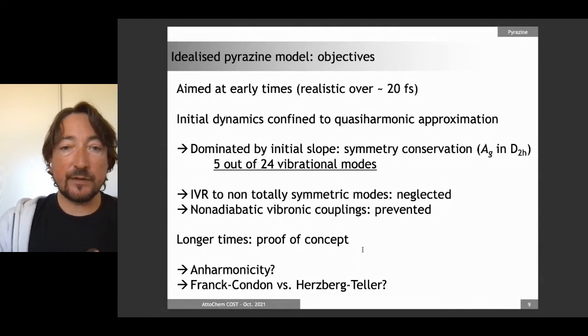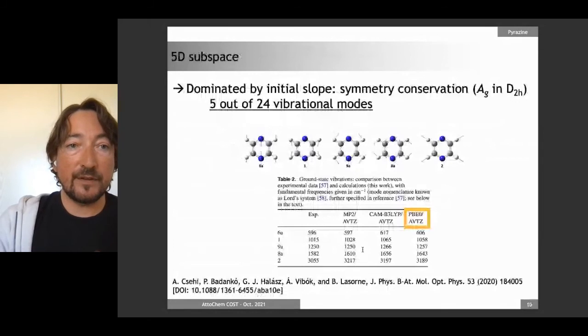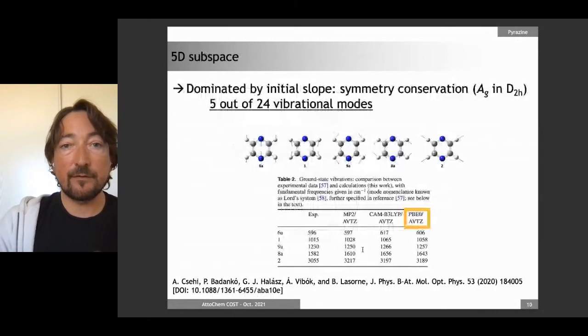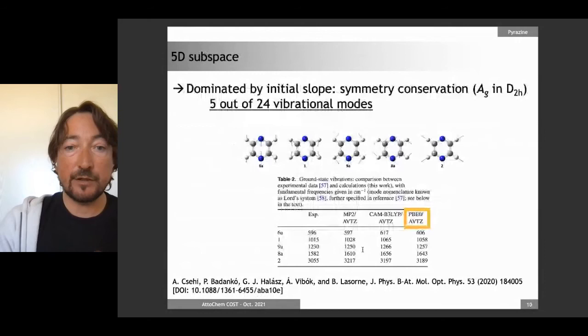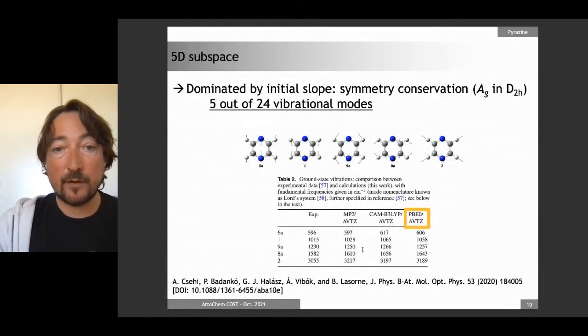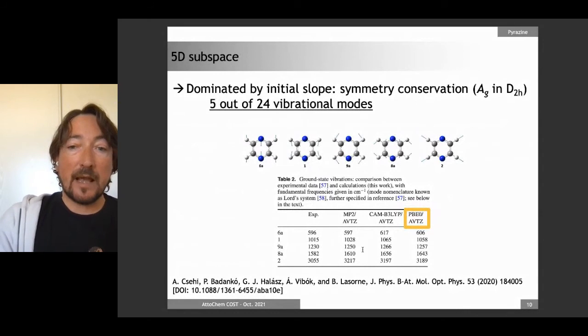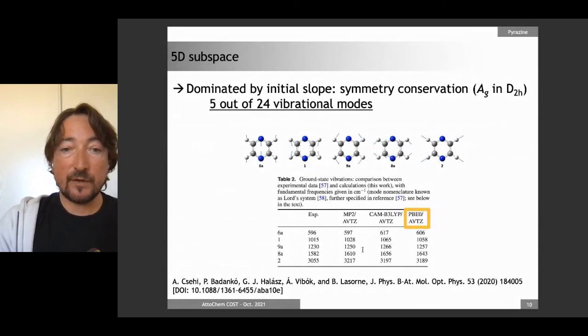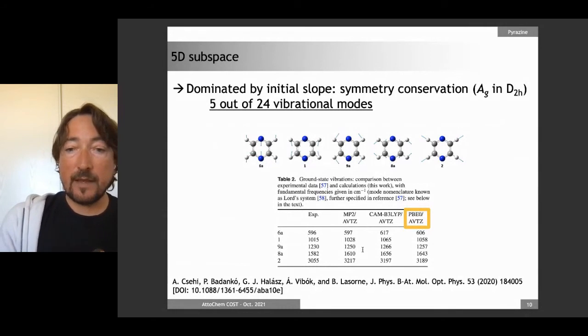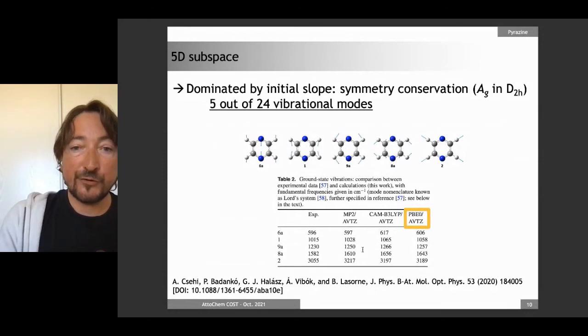So here is a bit more about this 5-dimensional subspace of vibrations that preserve symmetry that I mentioned. You have a representation of those vibrations and some calculations that we did to check that our level of theory was good enough compared to experiments or other levels of theory that could be considered good enough as well. So then we were happy with our level of theory, and we produced a 5-dimensional model of potential energy surfaces.